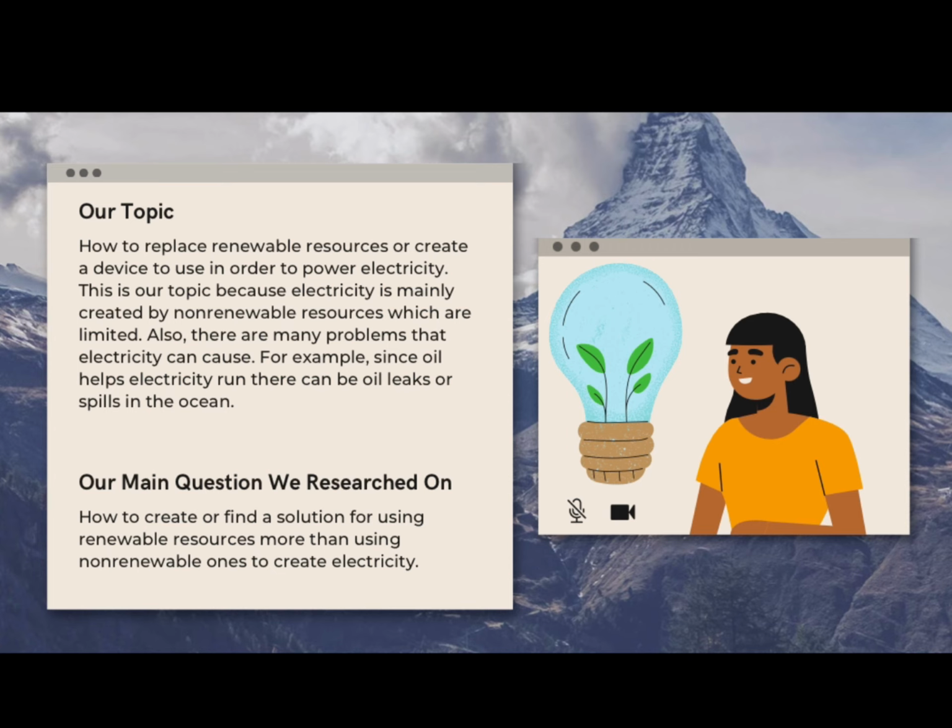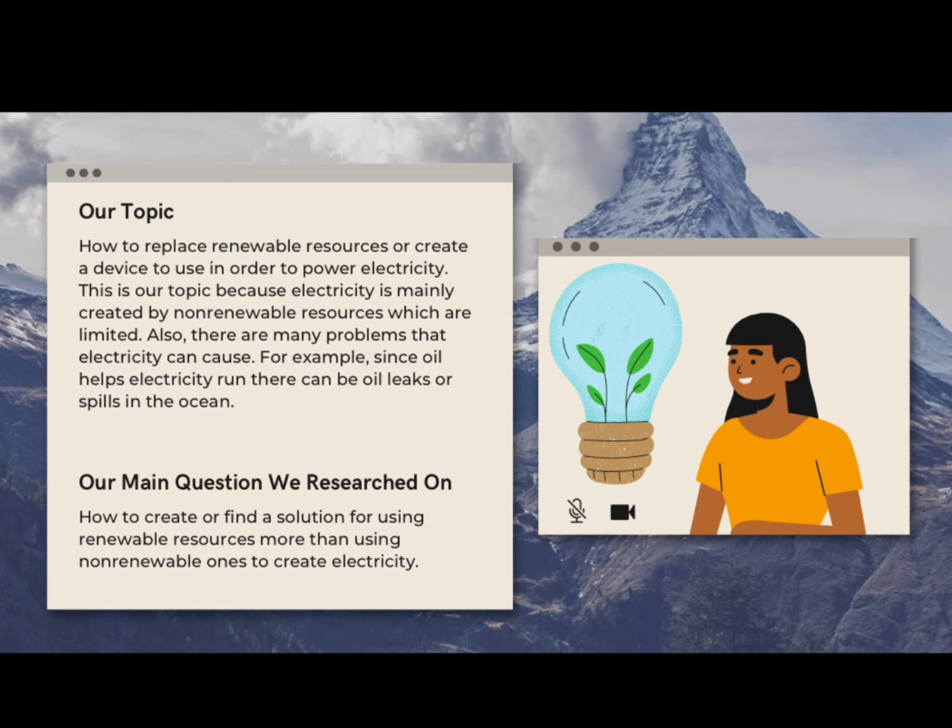power electricity. This is our topic because electricity is mainly created by non-renewable resources, which are limited. Also, there are many problems that electricity can cause. For example, since oil helps electricity run, there could be oil leaks or spills in the ocean.